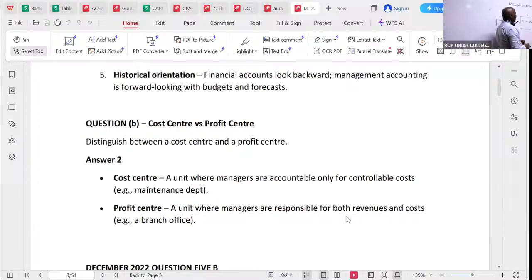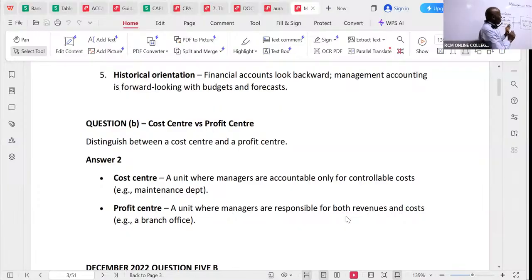How about marketing? Marketing is the one that will be able to get the money, isn't it? It is going to generate revenue and it has its own costs. How about manufacturing? It only has cost, isn't it? So this one will be called a cost center, and this one will be called a profit center. For a cost center, you as a manager are only in charge of costs. So you can only control costs.